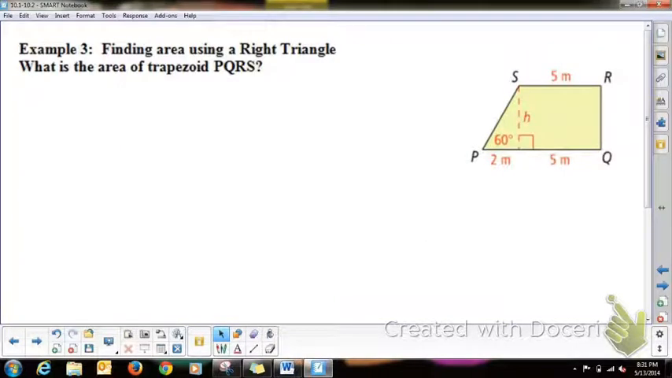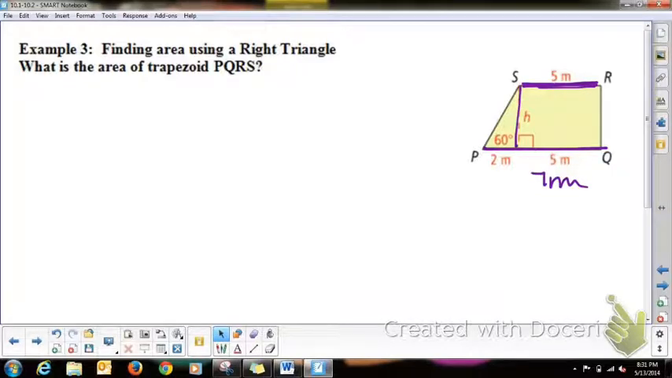Let's try a problem here. We're going to find the area using a right triangle. What is the area of this trapezoid PQRS? Well, we know this base is 5, and this other base is 5 and 2, so this base is 7 meters. But we need the height. We don't know the height.